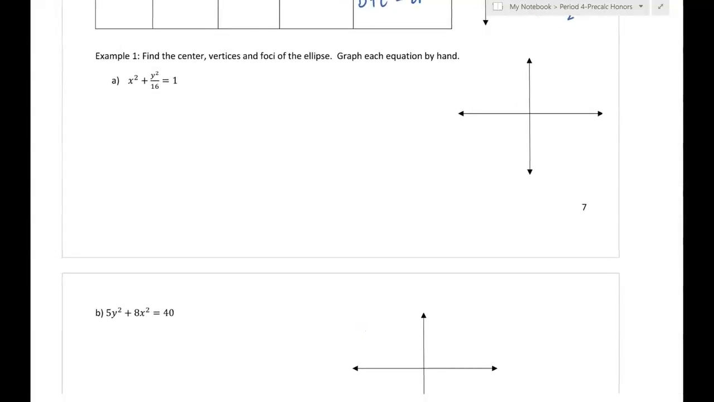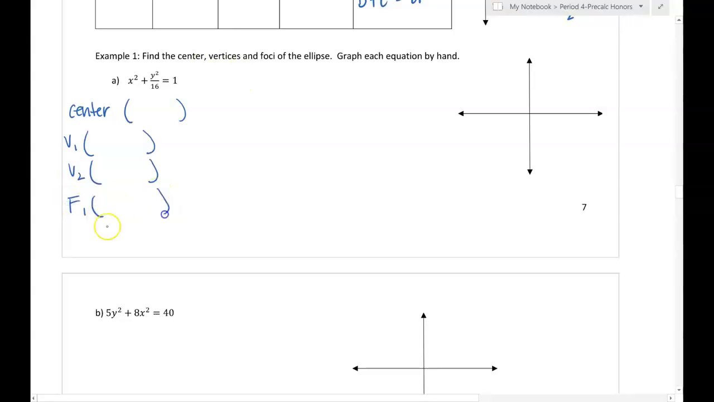You got it? So let's label center, vertex 1, vertex 2, center versus foci, focus 1, focus 2. These are all the things we have to do in addition to graphing. Looks like the center is going to be at 0, 0 because none of these have an add or minus any variable. I'm going to plot as we go along.